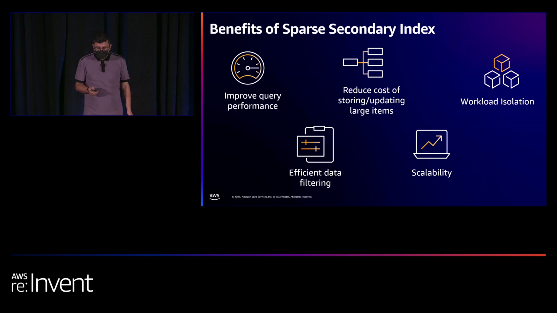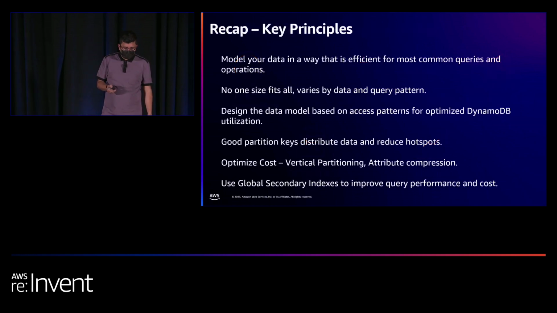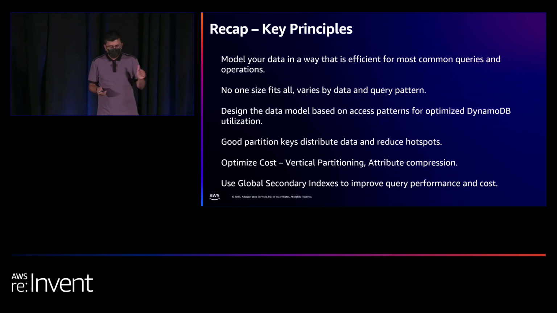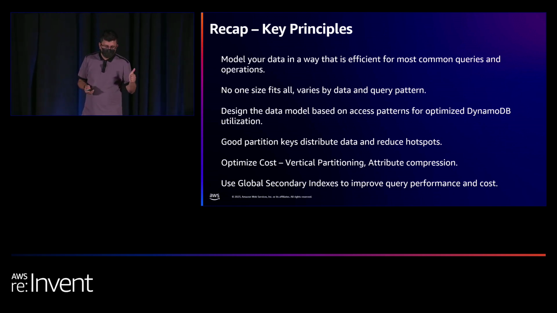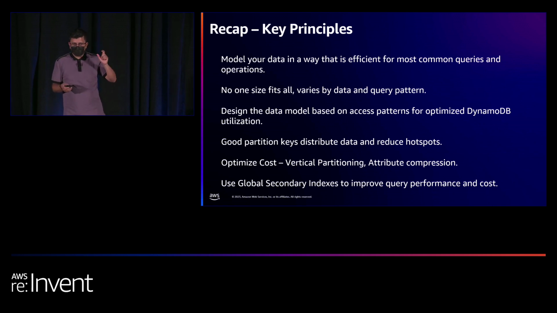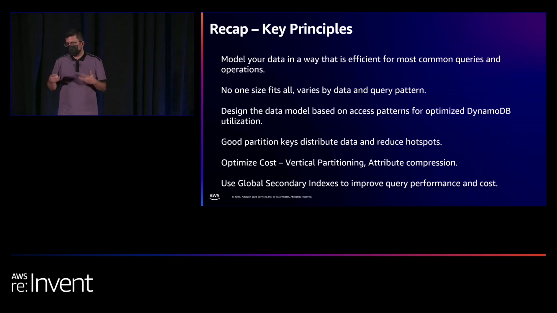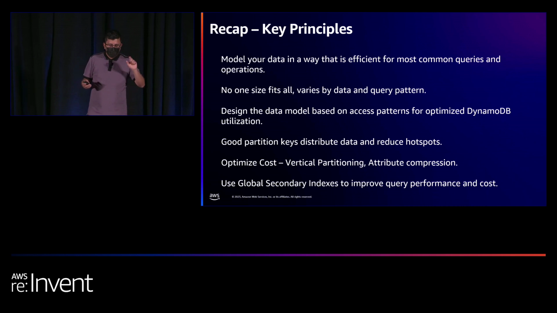So overall, a recap on the key principles that we discussed today. Model your data in a way that is efficient for common queries and operations. I would say just think of it like an API. If you're designing an API, that's your access pattern, right? Like get order or update the cart. These are APIs that you're building. These are your access patterns. Think of them like that and make sure you model your database table like that.